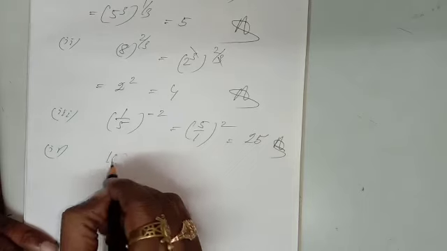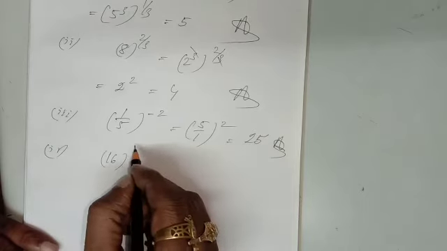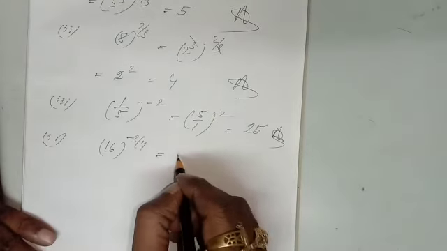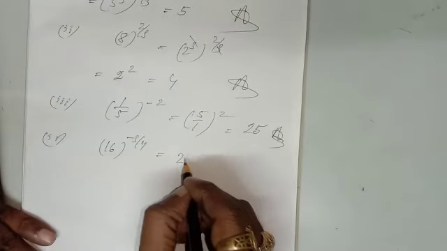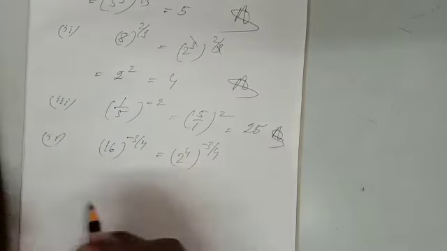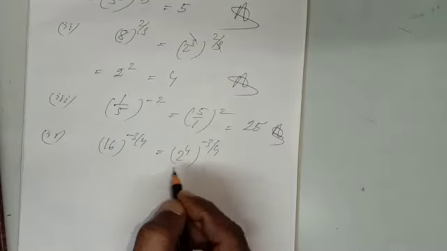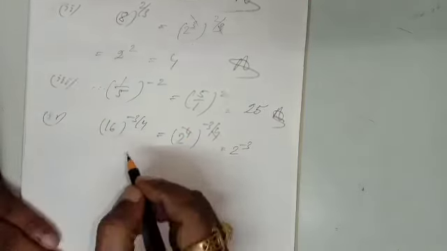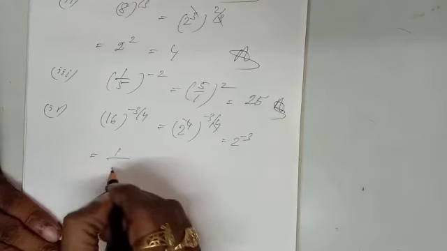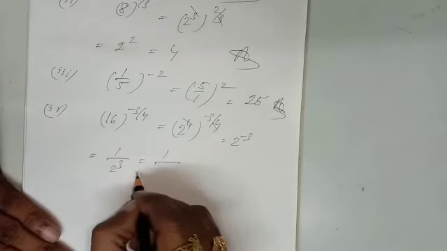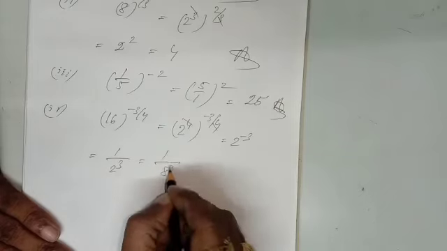Fourth part: the question is given 16 to the power minus 3 by 4. First of all, you have to factorize 16, which is 2 to the power 4, because if 2 is multiplied 4 times, it will be 16. Now the 4 cancels, and what is left is 2 to the power minus 3. How do we make it a positive power? You write 1 by 2 cube, making a fraction. And 2 cube means 2 multiplied 3 times, that is 8. 1 by 8 is the answer.